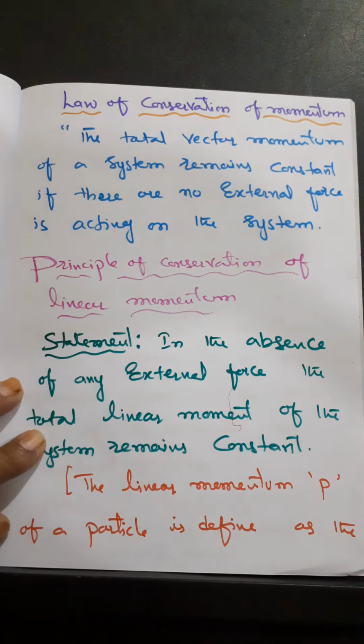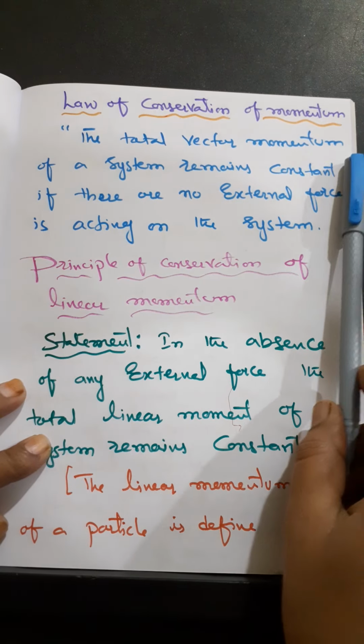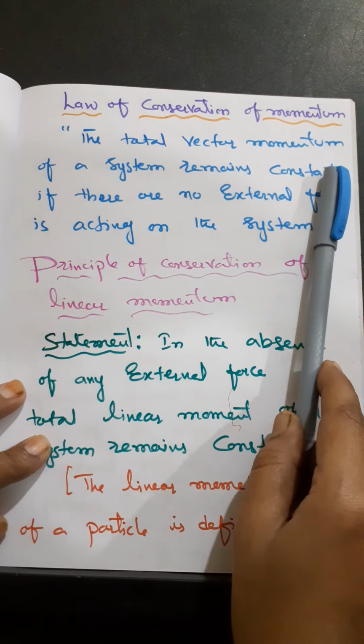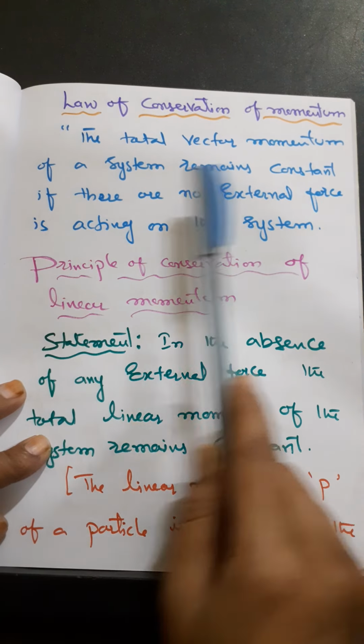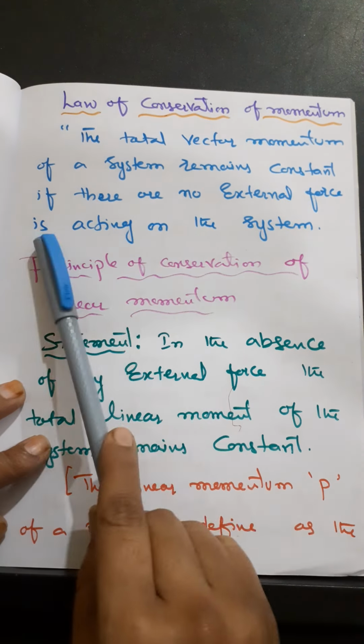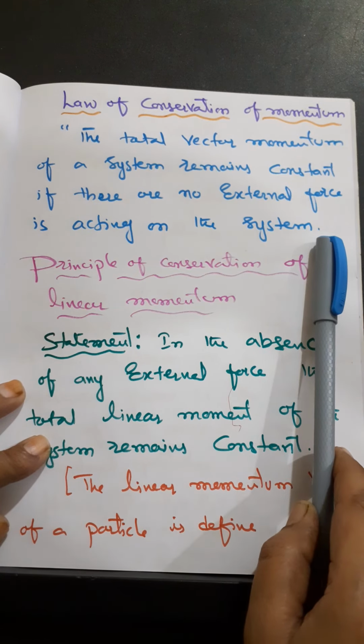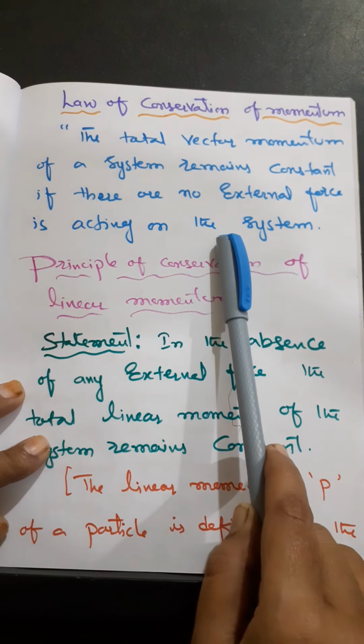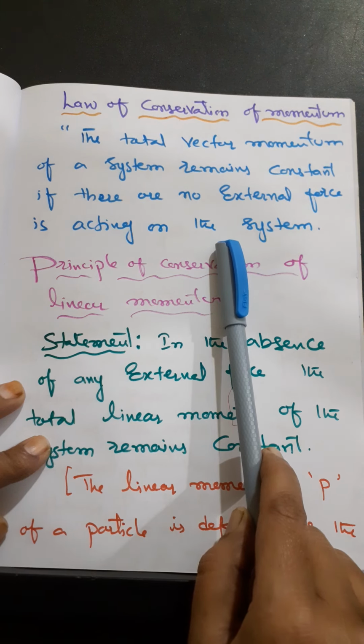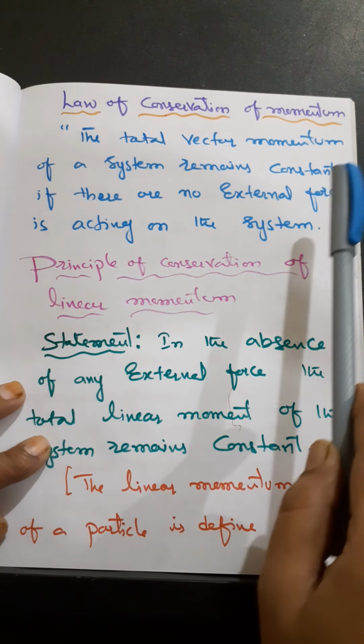So what is the law of conservation of momentum? The total vector momentum of a system remains constant if there are no external forces acting on the system. If there are no forces acting on the system, then the total momentum of the particular system remains constant. Now this is the law of conservation of momentum.